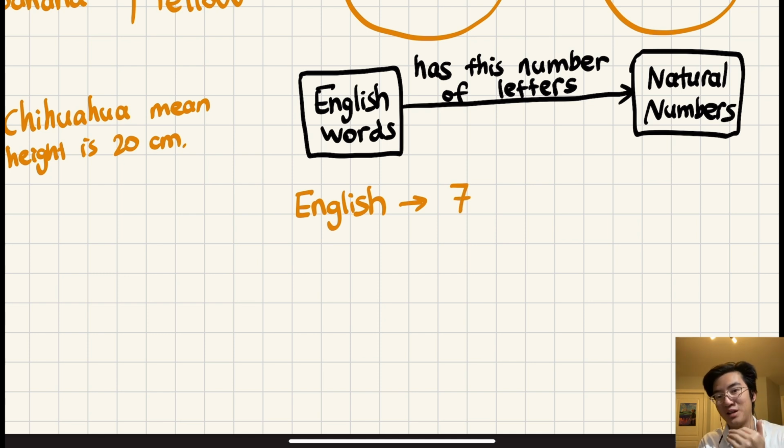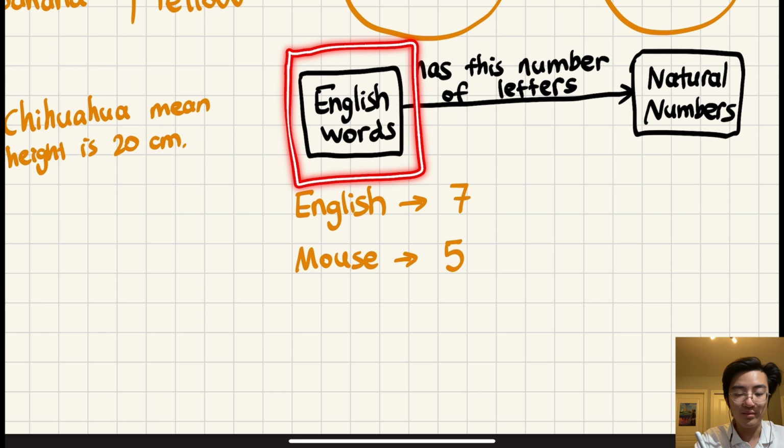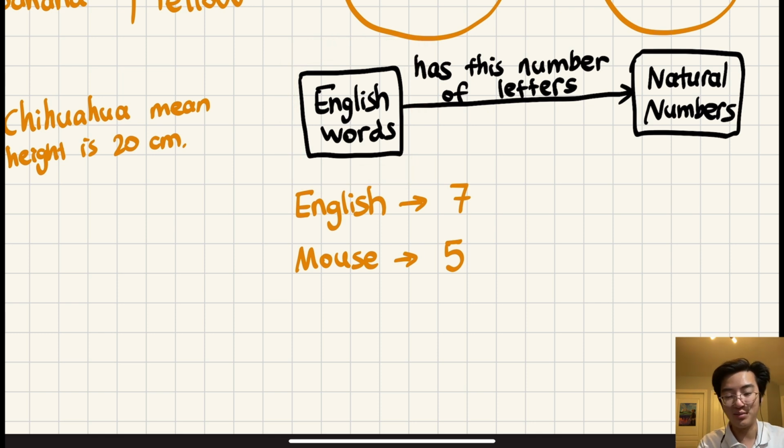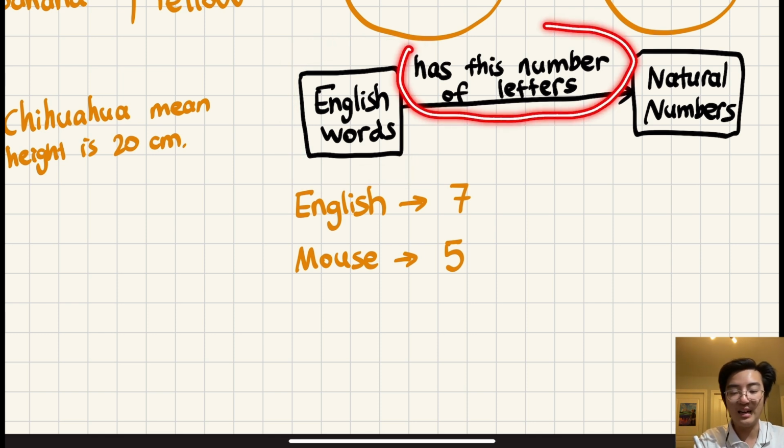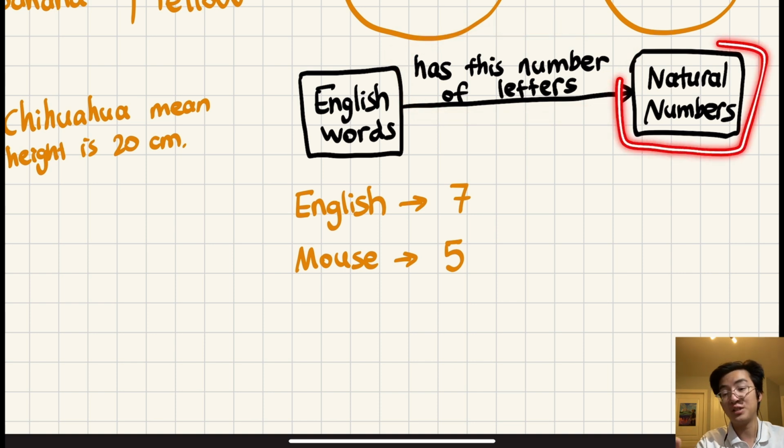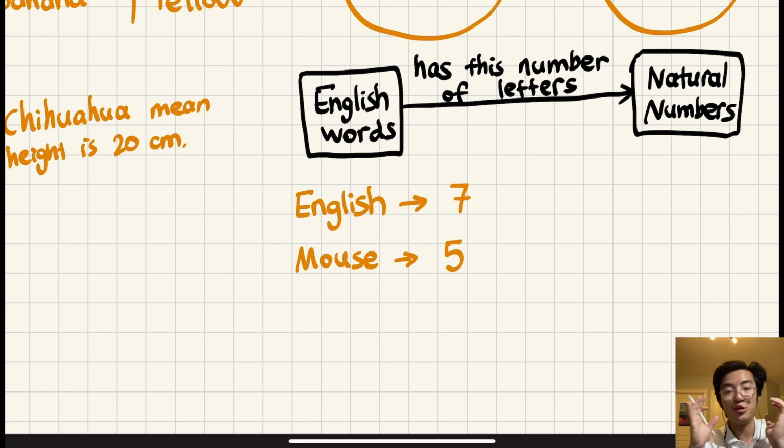Right? We're looking for natural numbers here. So let's take another word, for example. Let's take mouse. Mouse has 5 letters, so it relates to the number 5. So this is another way we can represent relations. We have something of interest here, as we can put it that way. And we are looking at this relation. It has this number of letters, and we represent that as the natural numbers, so the number of letters as a numerical number.